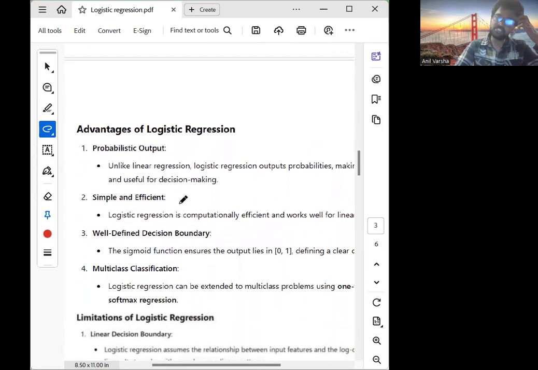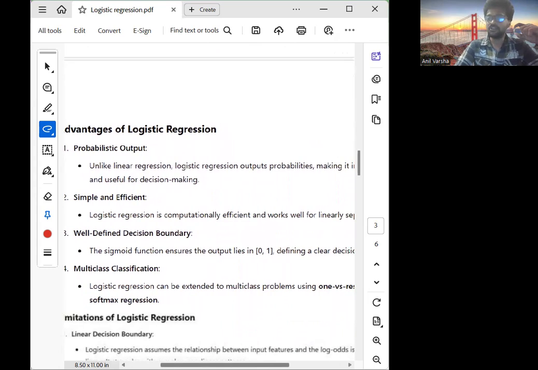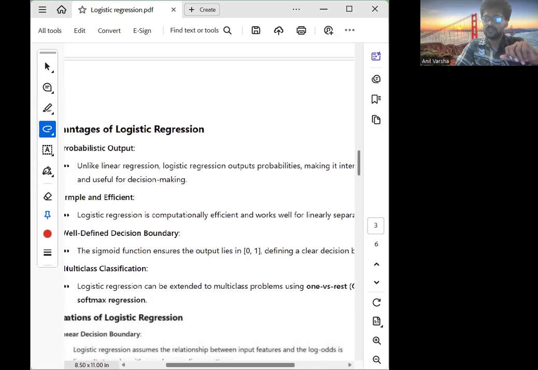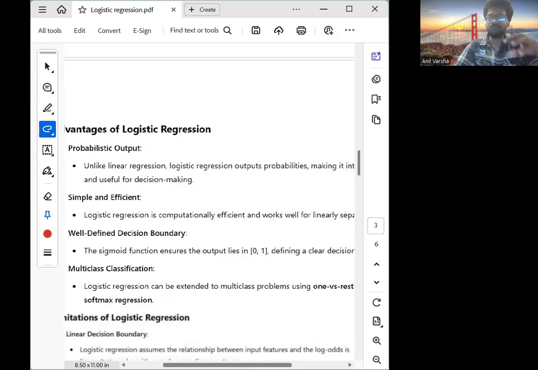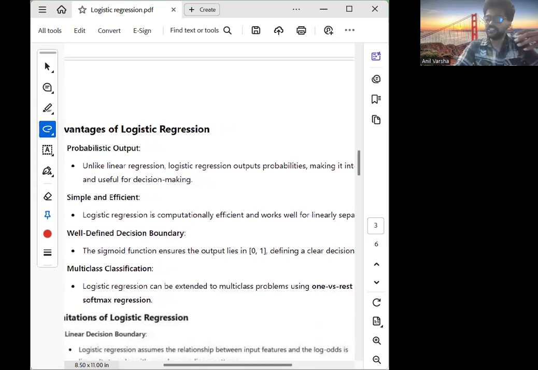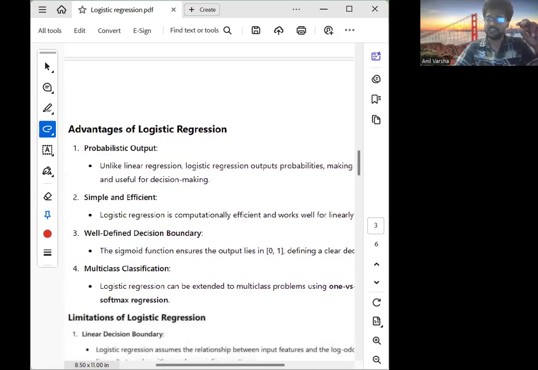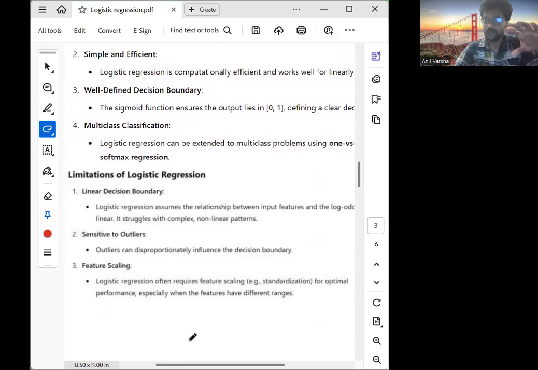The advantage of logistic regression is the probabilistic output. Unlike linear regression, logistic regression outputs probabilities: the probability of a given image being classified as either dog or not dog. It is also simple and efficient. The sigmoid function makes it robust and fairly simple. It has a well-defined decision boundary, and we can mark the boundary appropriately between the classes 0 and 1. It can also be extended to multi-class problems using one versus rest, or softmax regression.